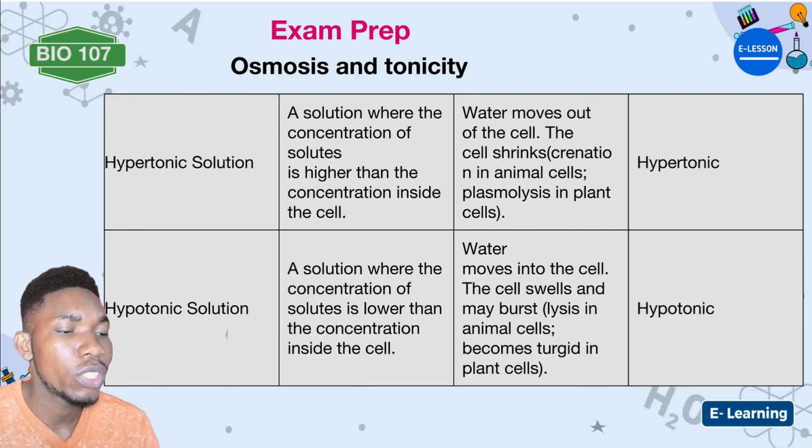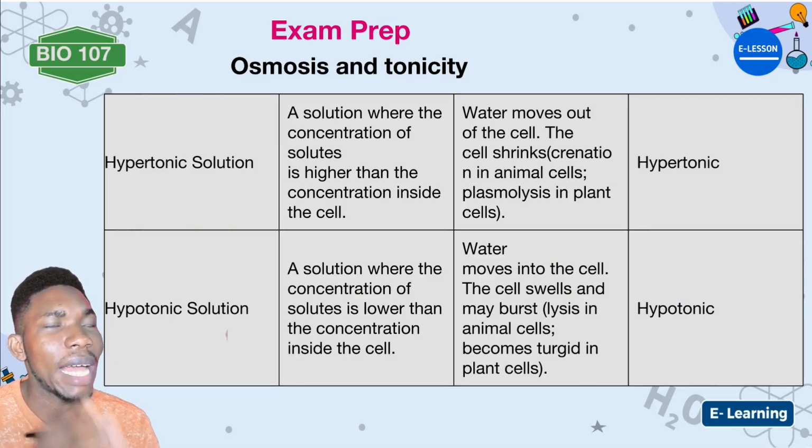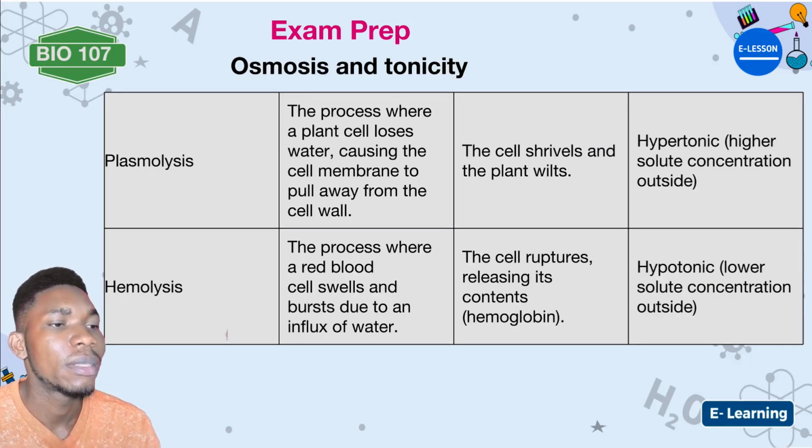In plants, you now feel it gives strength because it gives what we call turgor pressure, or the cell becomes turgid, which acts as a kind of skeleton in plant cells. Plasmolysis is the process where a plant loses water, while in animals it's called crenation, causing the membrane to pull away from the cell wall. The cell shrivels and the plant wilts.